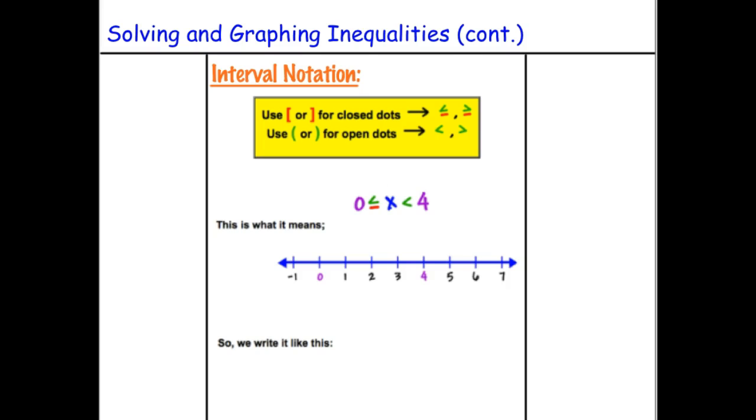So when we look at the first inequality, we've got 0 is less than or equal to x, and then x is less than 4. This is what it means. So we're going to have a closed dot at 0, and then we're going to have an open dot at 4. And it also means that if we were to shade, notice x is in the middle. So that means we would shade in the middle with having our closed dot here at 0 and our open dot at 4.